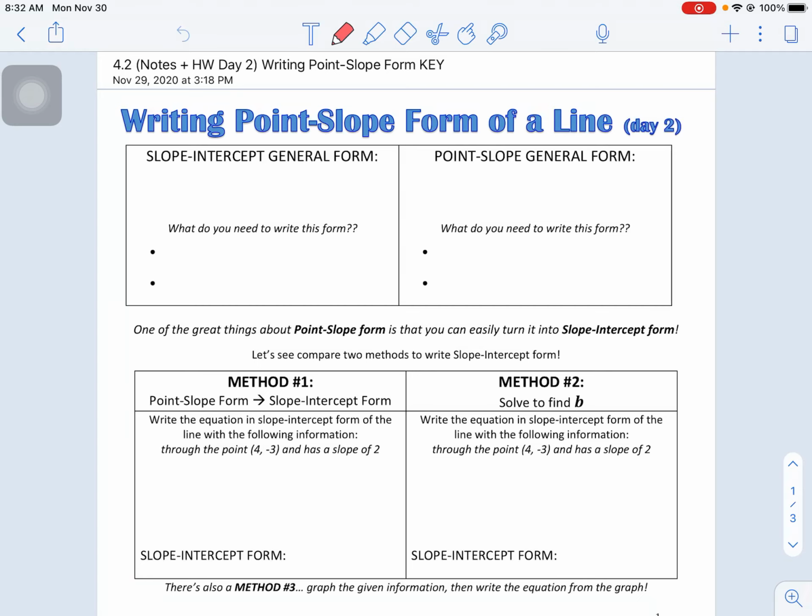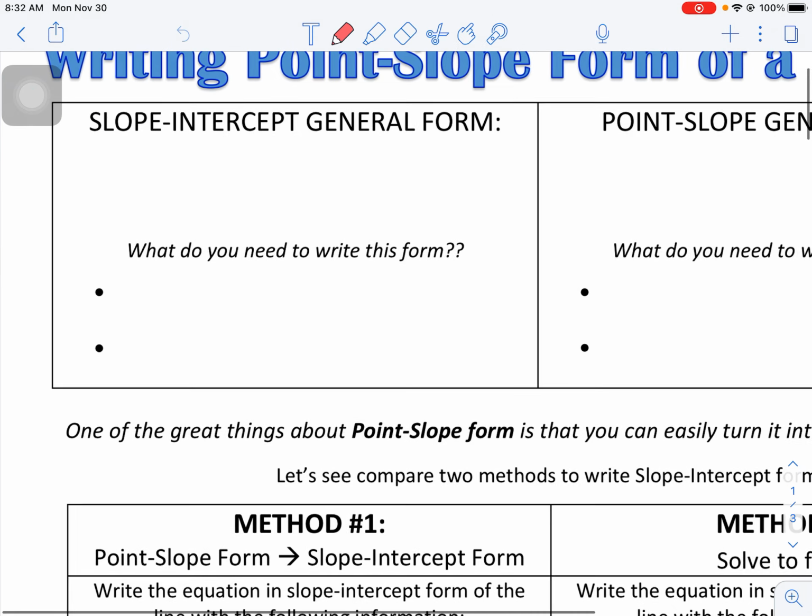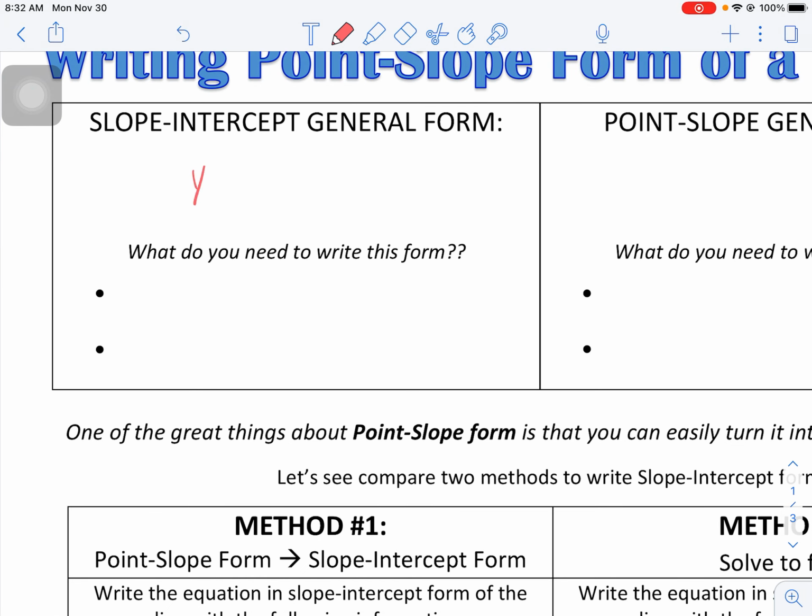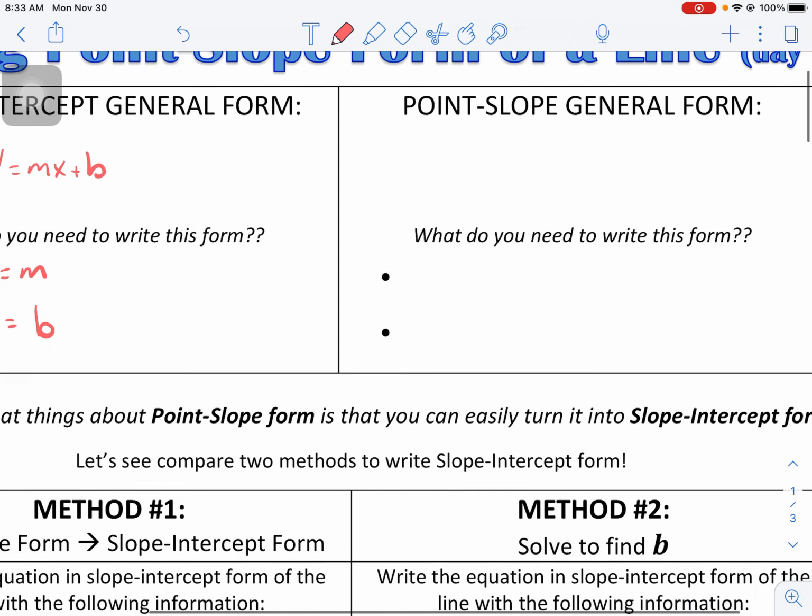All right, gang, we're back at point slope form, day 2. So I just want to start with a little bit of review. Slope-intercept general form is y equals mx plus b, right? What do we need for this form? The slope, which again is equal to m, and we need the y-intercept, which is b.